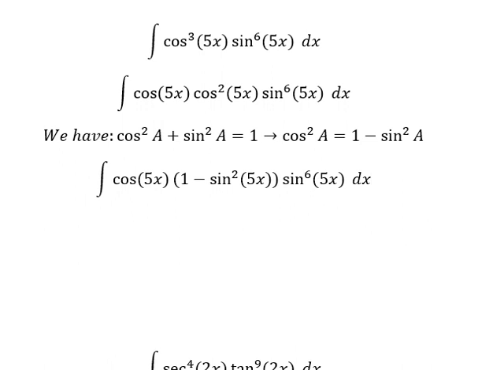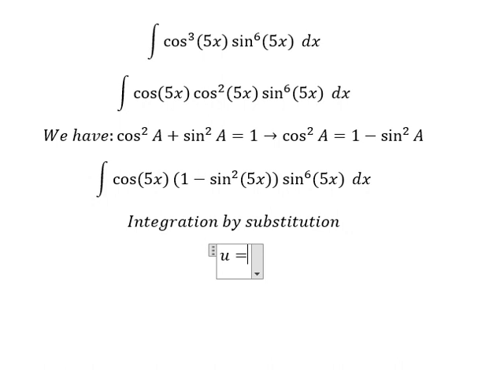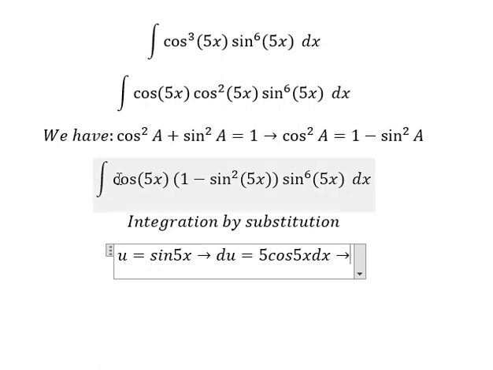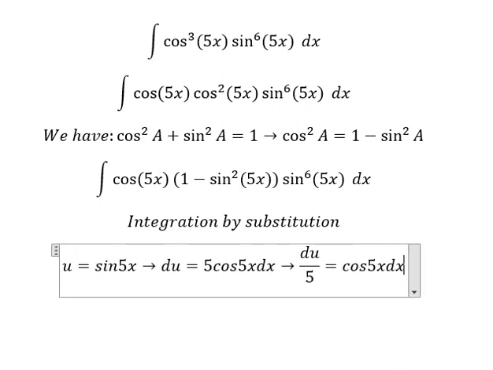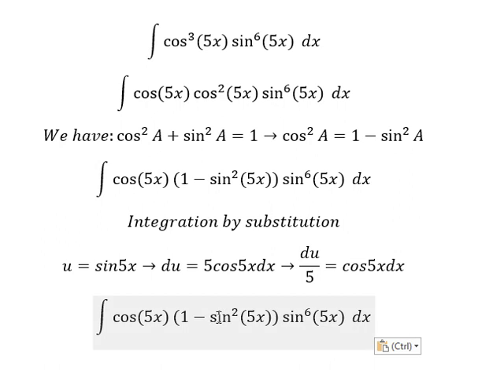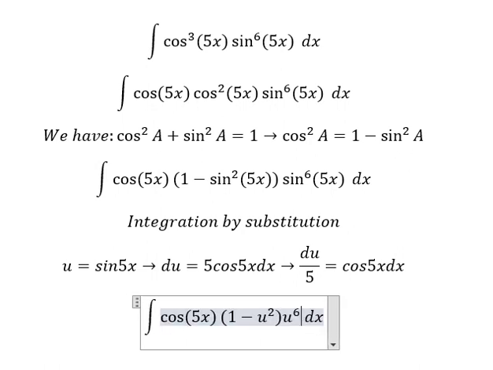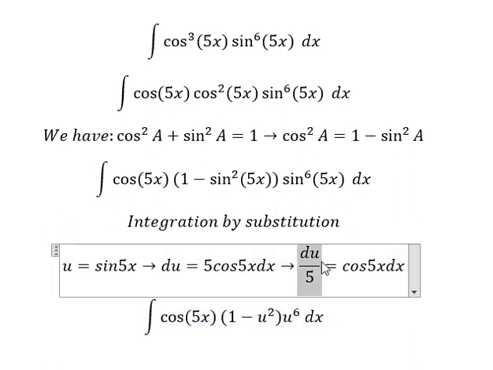Next, we can use integration by substitution. So I will put u equals sine 5x. After that, we need to first take the derivative of both sides, and we have this. Because we don't have the number 5, we need to divide both sides by 5. So this one we change to u, and we have u to the power of 6 cosine 5x dx, which is this one.